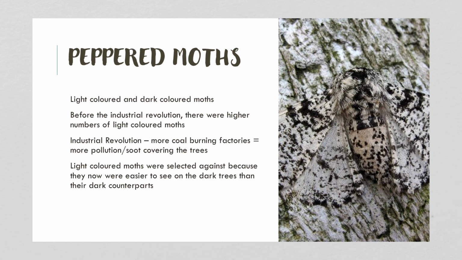Before the Industrial Revolution, there were higher numbers of light colored moths because they were able to hide on the lighter colored tree bark. When the Industrial Revolution took place, there were more coal burning factories, which led to more pollution and more soot covering the trees. So the tree bark looked darker. So now the light colored moths were selected against because they were easier to see on the dark trees than their dark counterparts.